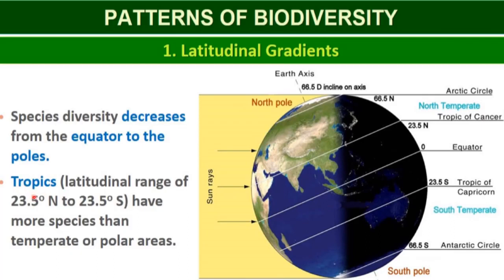Now the tropics, which are present near the equator, with a latitudinal range of 23.5 degrees north to 23.5 degrees south, have more species than temperate or polar areas. Temperate or polar areas are those present towards the poles. Okay, so these areas have fewer species, while the tropics having this latitudinal range have more species.